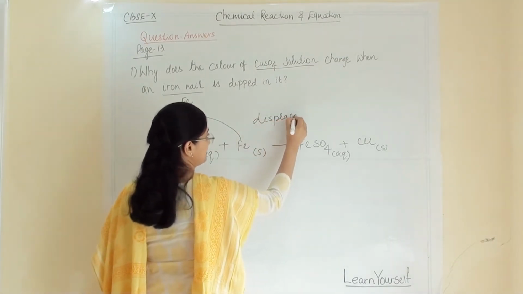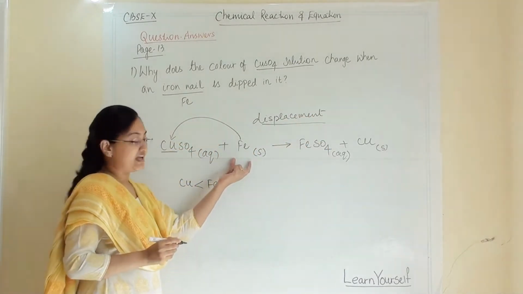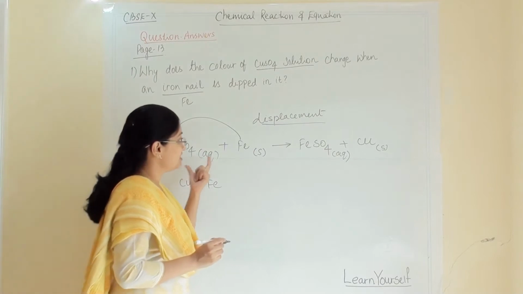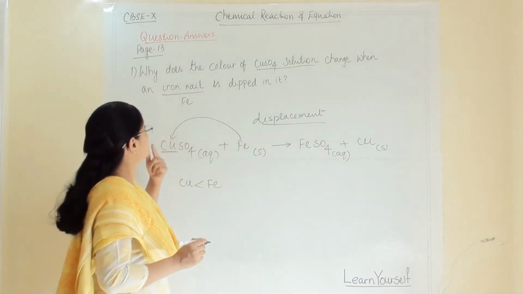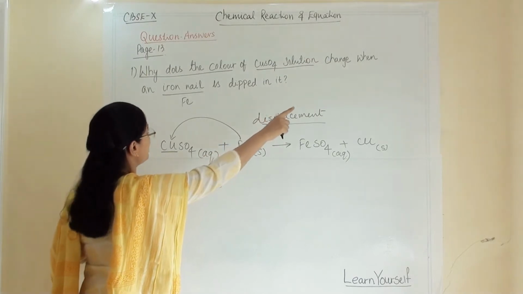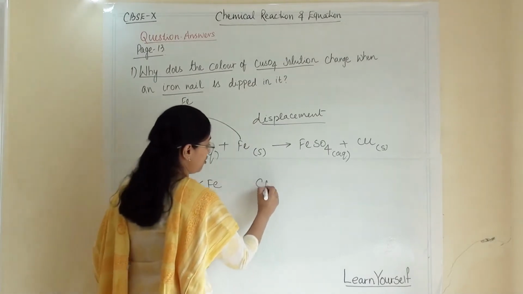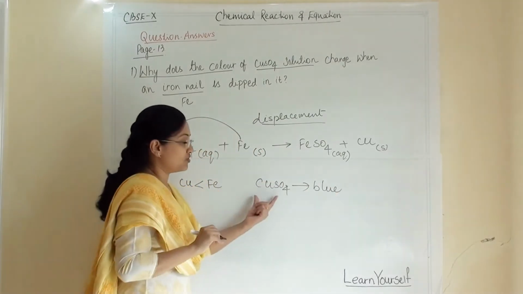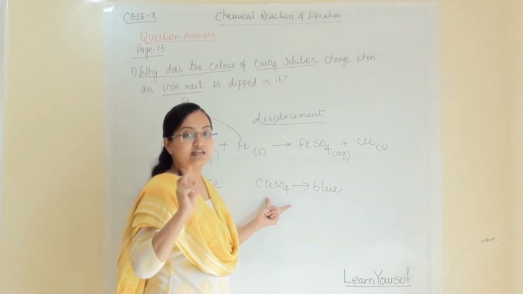Why is this a displacement reaction? Because highly reactive iron has displaced lower reactive copper from the copper sulfate. So this will give us iron sulfate and copper as a solid. Now what they are asking is, why does the color of copper sulfate solution change when an iron nail is dipped in it? Whenever it is a solution of copper sulfate, it will give us blue color because the copper sulfate compound is of blue color and it will impart blue color in our solution.